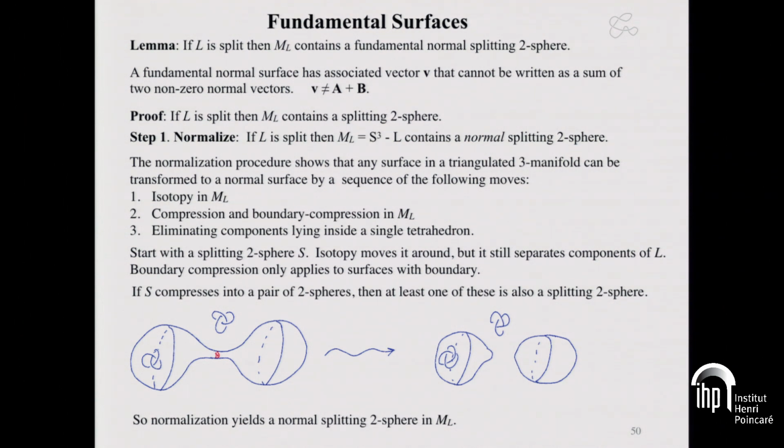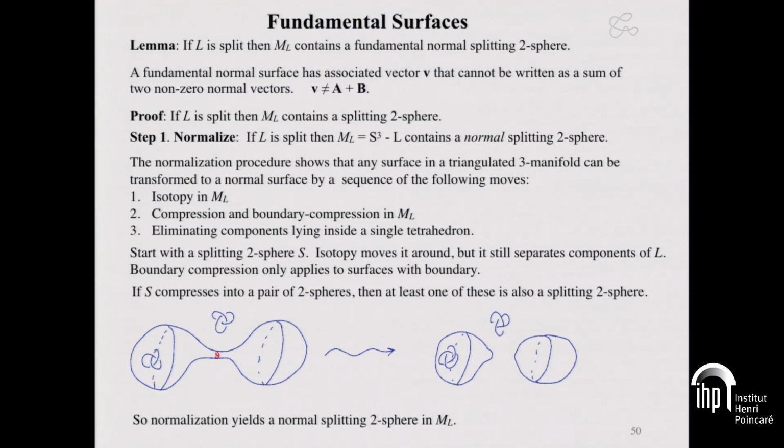It's going to be some arbitrary smooth surface, or PL surface. And the first thing we're going to do is show that we can make it normal. So we've seen a normalization process where we compress, or boundary compress, or isotop. Can that mess up the property of separating these two components? Well, isotopy and boundary compression won't be a problem.